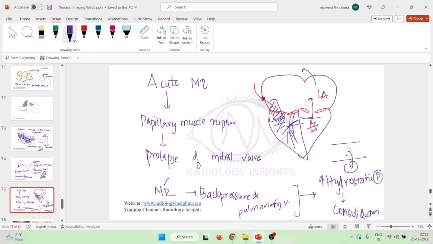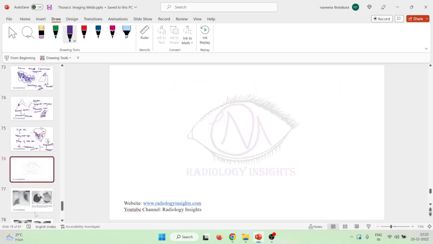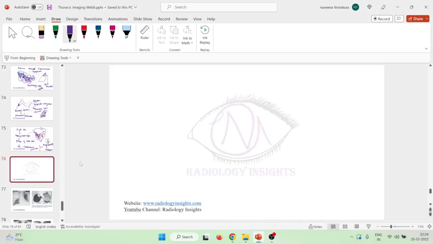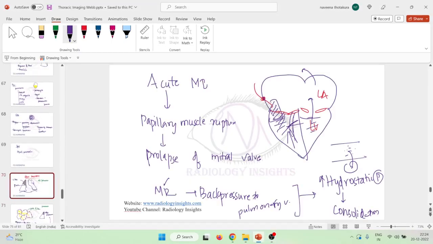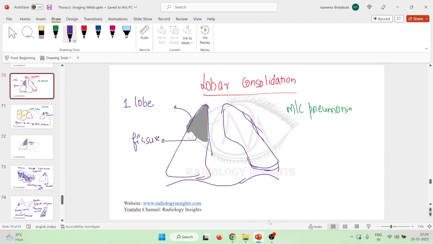Right? Then sometimes, as already seen, the lobar consolidation can also be due to infections also. So this is about the lobar consolidation. Thank you.